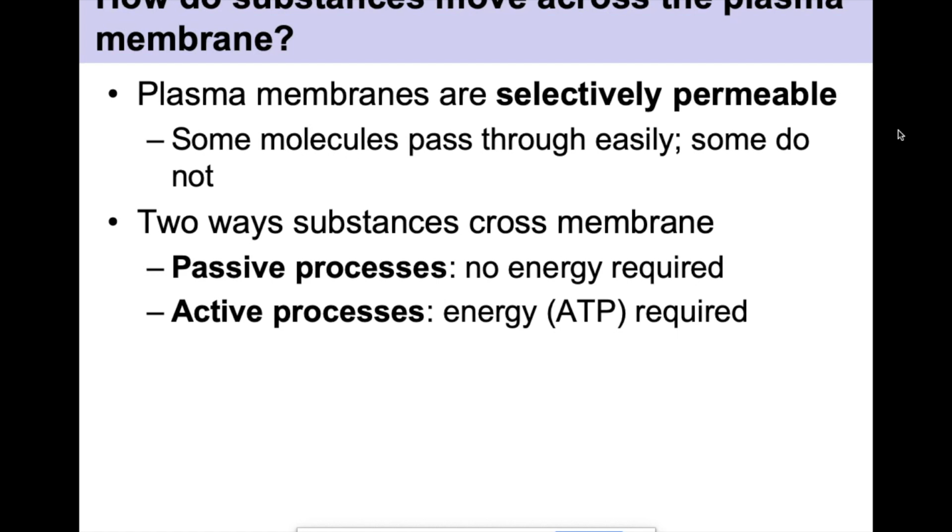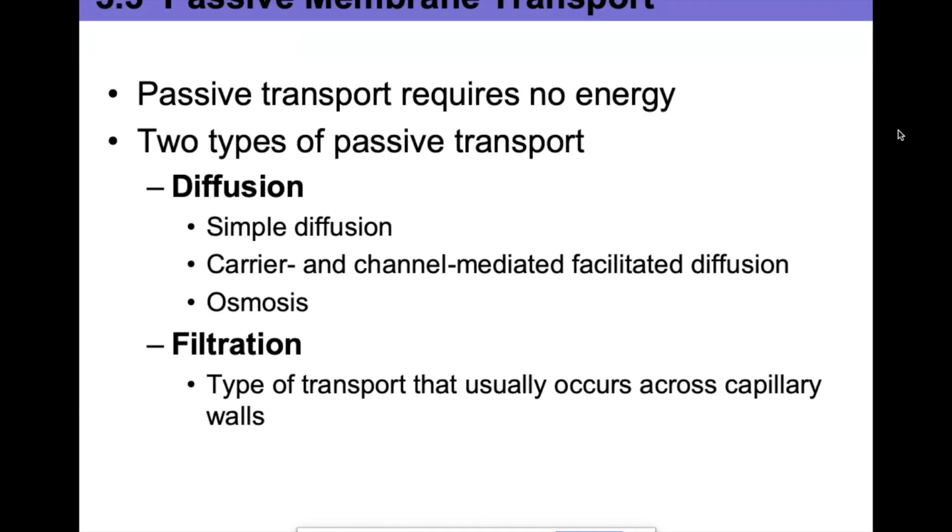There are two different ways that substances can cross the plasma membrane. The two processes are passive transport and active transport. Passive requires no energy, whereas active transport requires ATP. Literally the letters A, T, and P are all part of that. So passive is when there is no energy.